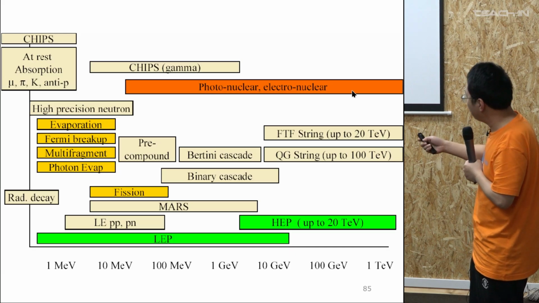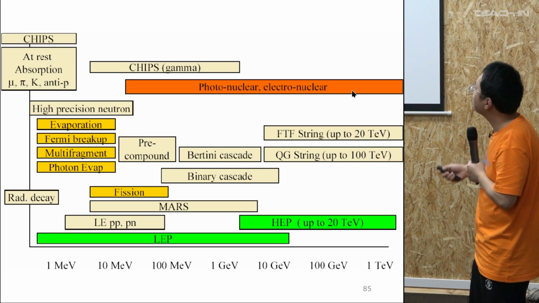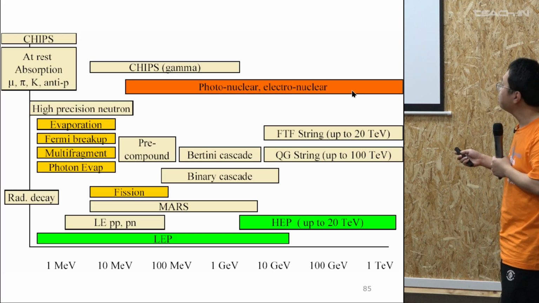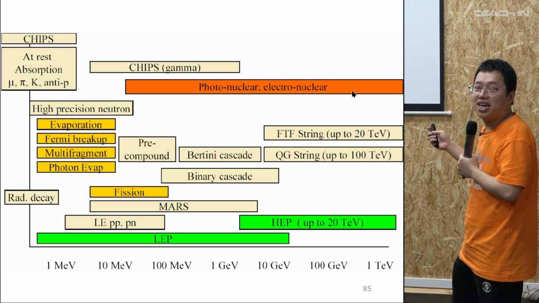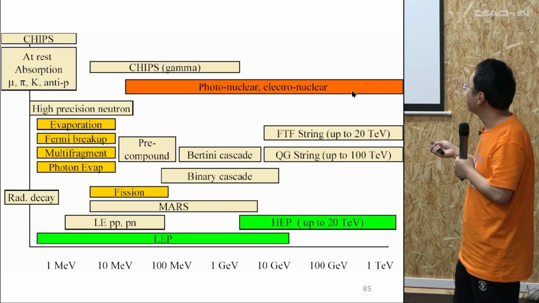Yeah, so this just shows you the energy and the model regions that could be used. So this is just a very simple picture. For the details, you can look at Geant4's physics reference.